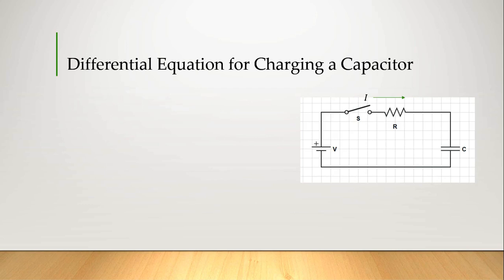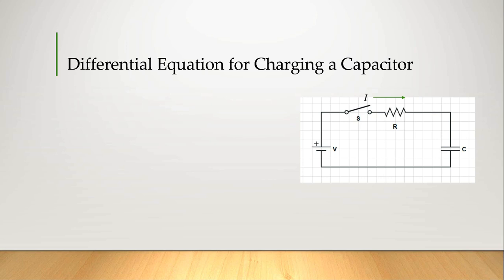So the second one I want to do is a little bit harder, because we have a few more terms that we have to deal with. This is a differential equation for charging a capacitor. Here I have a switch S, and there's a battery, a resistor, and a capacitor all in series. I'm going to flip the switch. The current is maximum to begin with because the charge on the capacitor is 0.